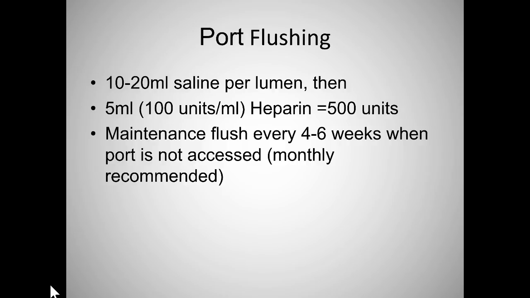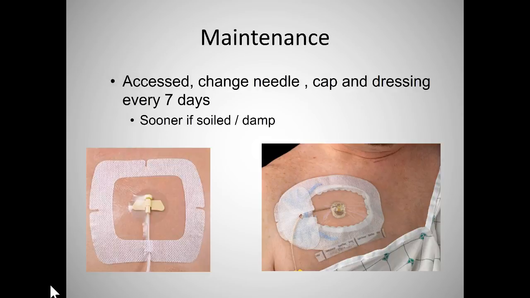Port flushing. When flushing a port, you should use 10 to 20 milliliters of saline per lumen, and then you should flush with 5 mLs of 100 units per milliliter, or 500 units, of heparin. A maintenance flush should be done every 4 to 6 weeks when the port is not accessed. Monthly is recommended, but it can go up to 6 weeks. For maintenance of a port that is accessed, the needle, the cap, and the dressing should be changed every 7 days. If it's soiled or damp, it can be changed sooner than that.